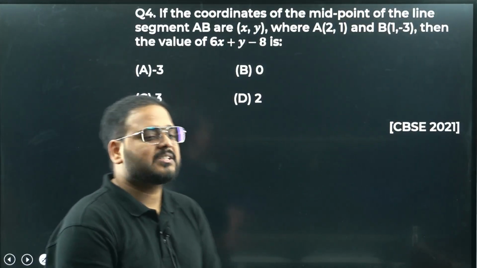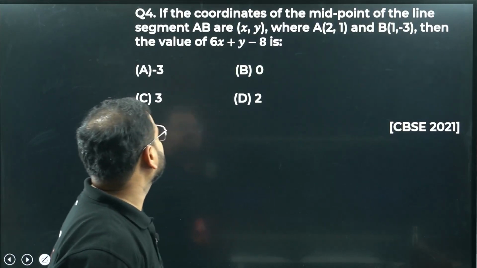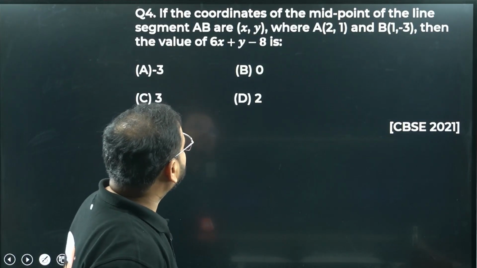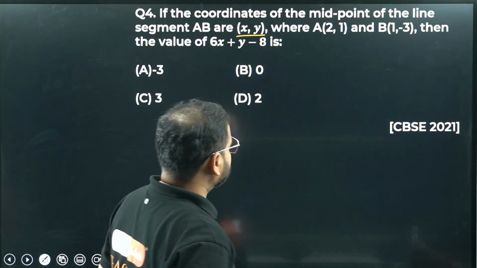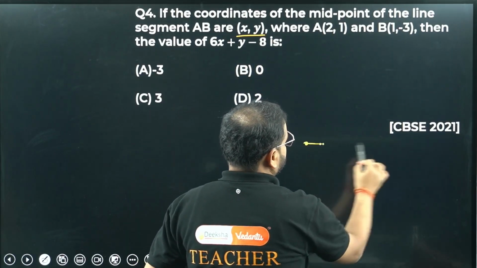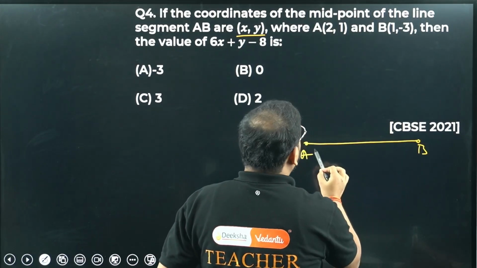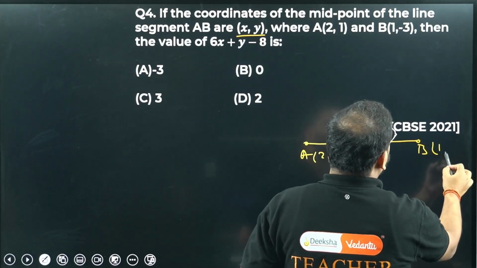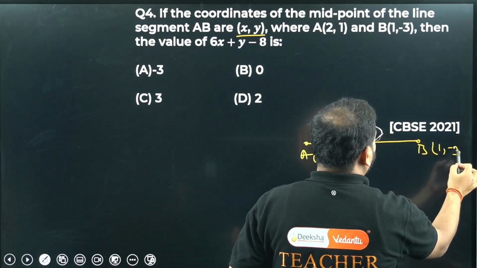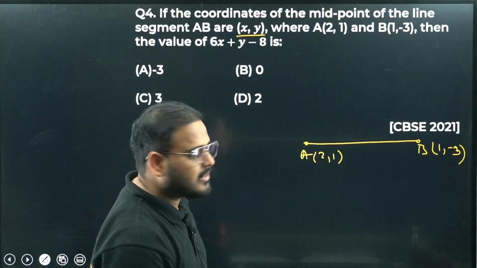Question number 4 is a PYQ again. The coordinates of the midpoint of the line segment are x. So they have given the midpoint, right? Where A and B is given. Please check. This is A, this is B. What's A? 2 comma 1. What's B, sir? 1 comma -3. Okay, -3. Clear, right? You can see this.